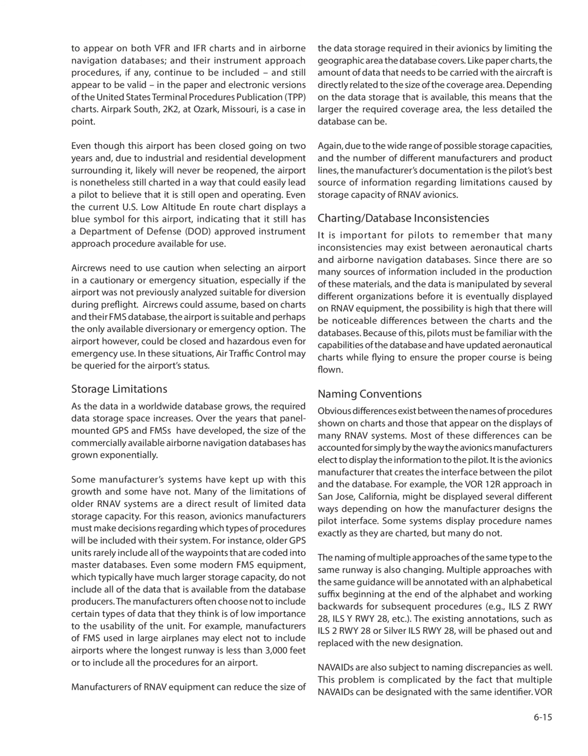The manufacturers often choose not to include certain types of data that they think is of low importance to the usability of the unit. For example, manufacturers of FMS used in large airplanes may elect not to include airports where the longest runway is less than 3,000 feet or to include all the procedures for an airport.